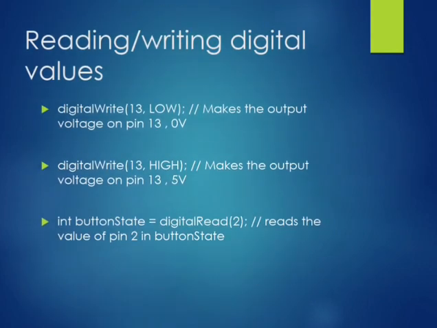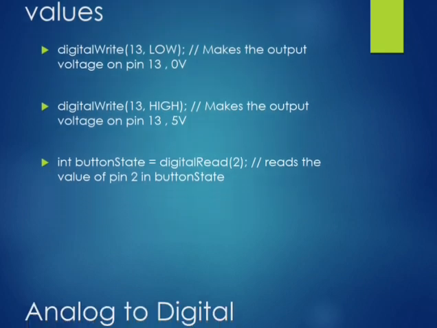Reading or writing digital values. digitalWrite(13, LOW) makes the output voltage on pin 13 0 volt. digitalWrite(13, HIGH) makes the output voltage on pin 13 5 volt. int buttonState = digitalRead(2) reads the value of pin 2 into buttonState.